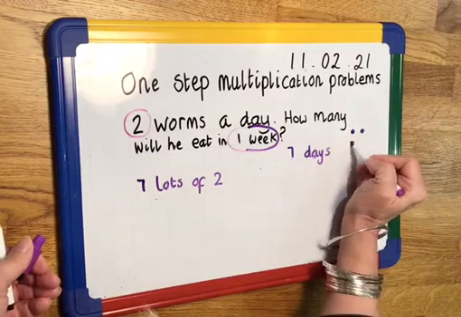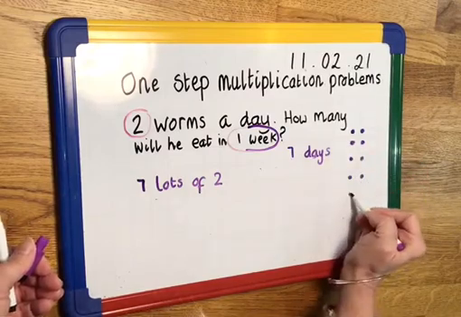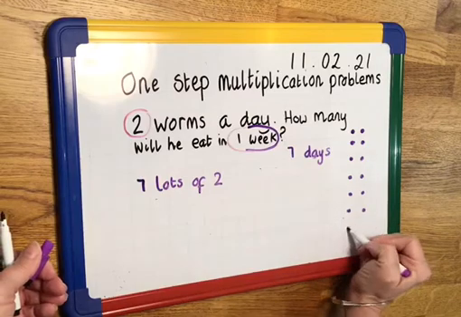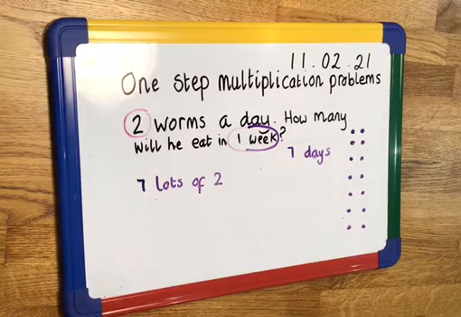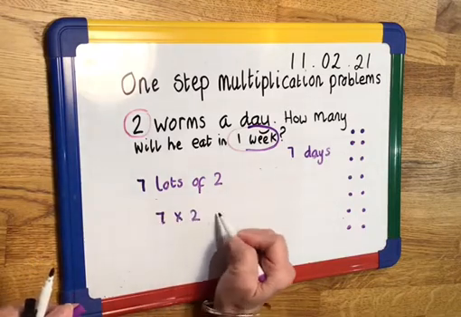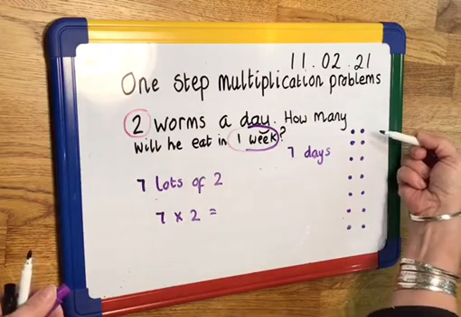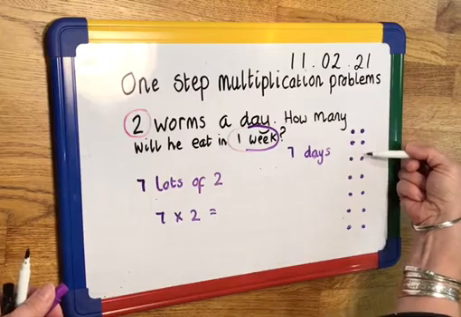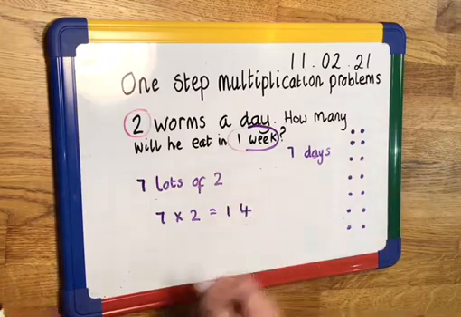That's 1 lot of 2, 2, 3, 4, 5, 6, 7. 7 lots of 2 in my array. I know that 7 lots of 2 can be written as 7 times 2. I know that 7 times 2 is 14, but let's just check. 2, 4, 6, 8, 10, 12, 14. 7 times 2 is 14.